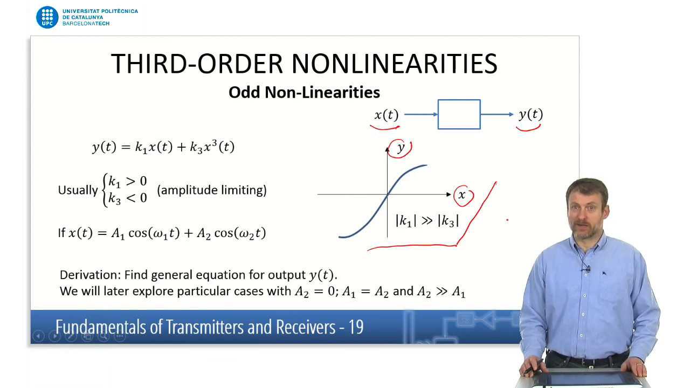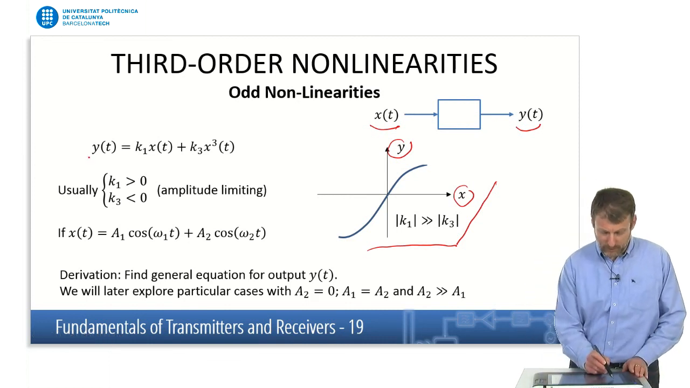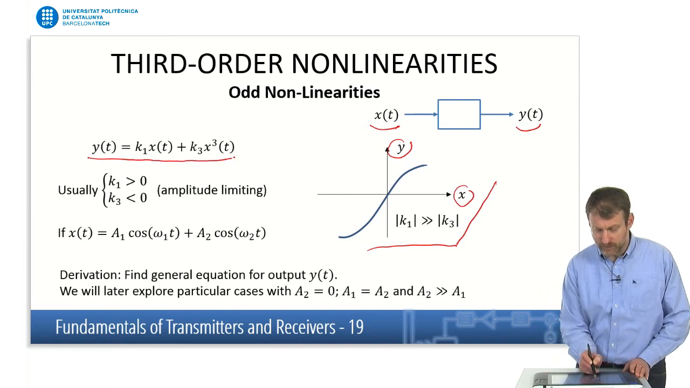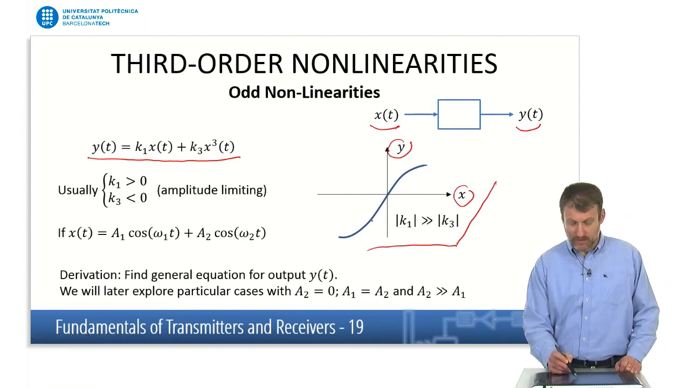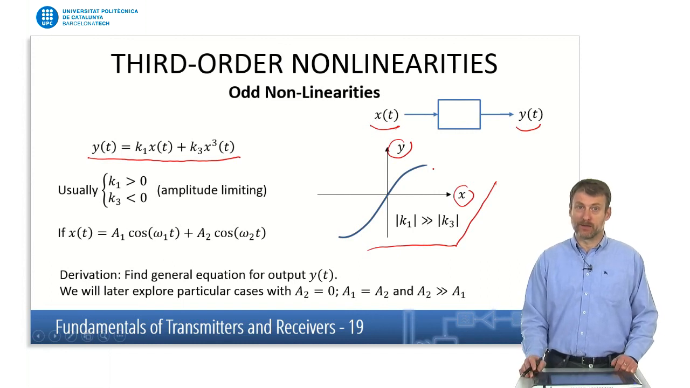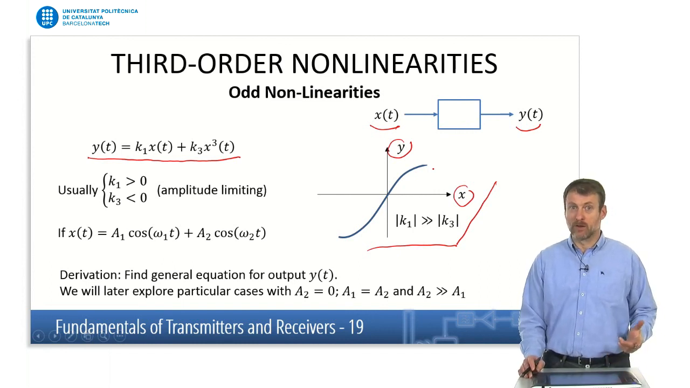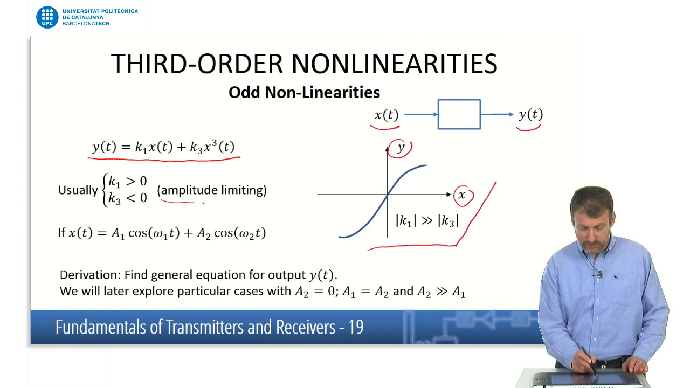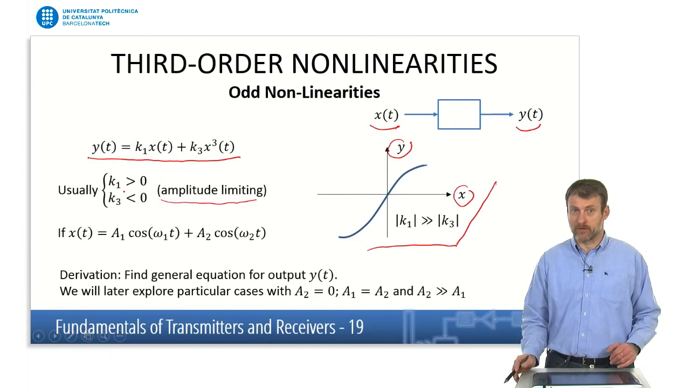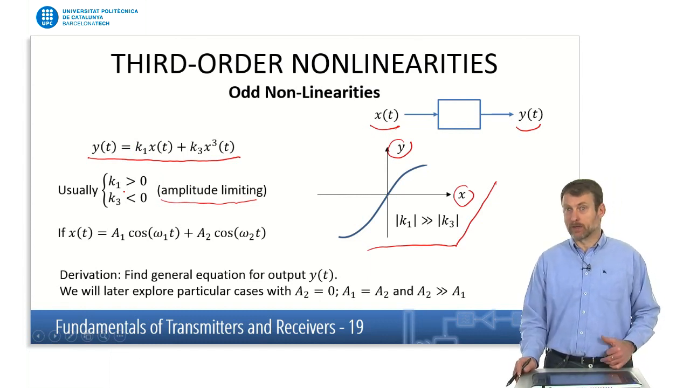When you make a Taylor series expansion of this type of curves, you end up with an expression like this, in which you only have odd terms. You only have x and x cubed, no x squared, and this is because this dependence is an odd function, and the Taylor series expansion of odd functions only has odd terms. And because of the amplitude limiting features, the sign of the first coefficient k1 has to be opposite of the sign of the third coefficient k3. So here we'll assume that k1 is positive and k3 is negative.